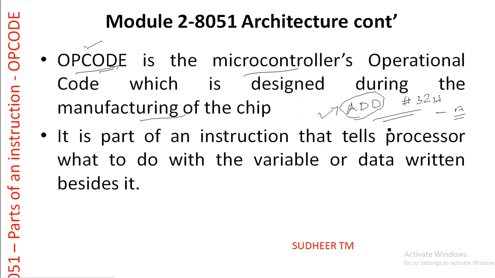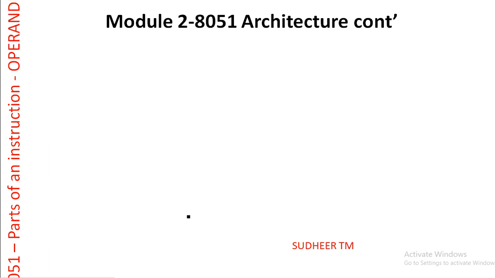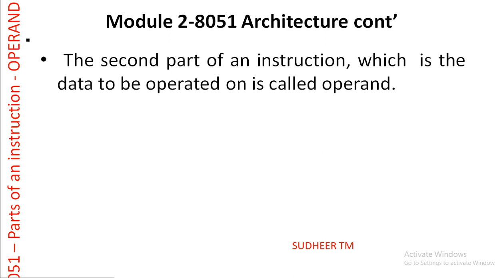Then suppose another instruction, MOV A, R0, meaning copy the data from R0 to A. So MOV is the opcode. This is not part of the main concept, just a simple concept to introduce you to addressing modes. Another example: MOV A, #6AH. MOV is the opcode, and 6AH is the second part of the instruction, which is what is called the operand.